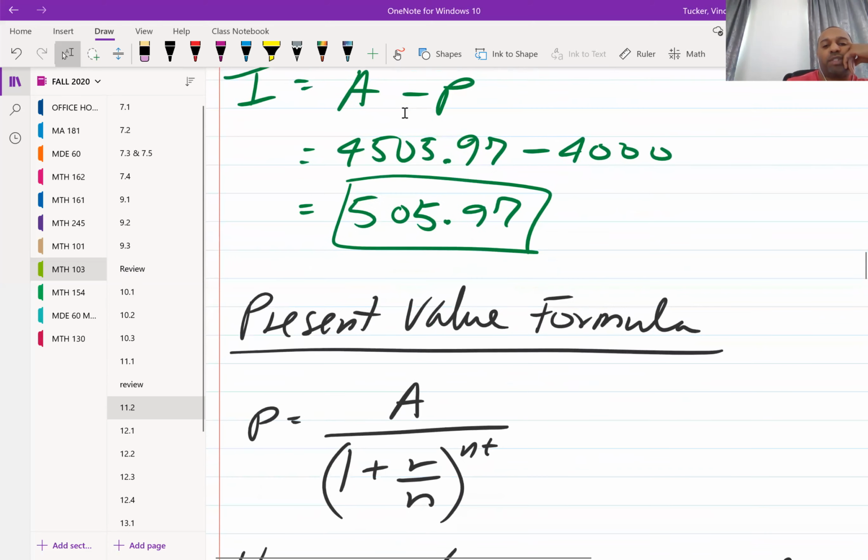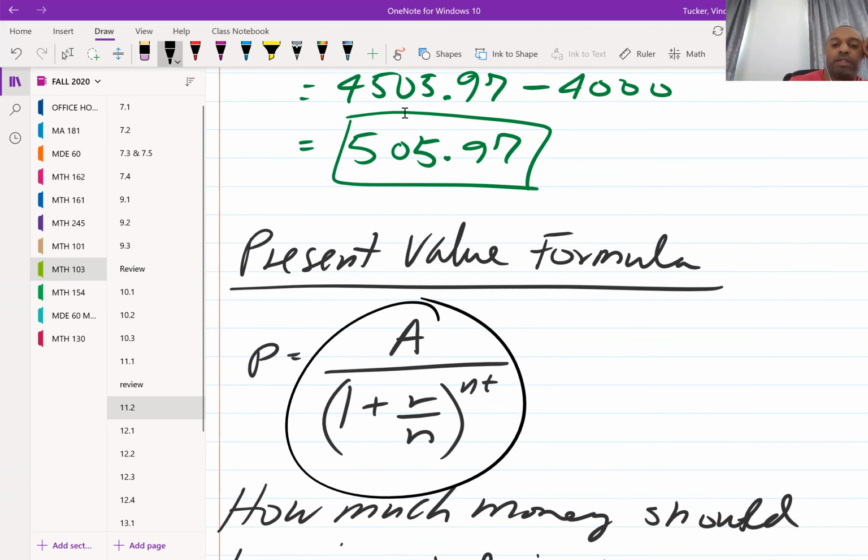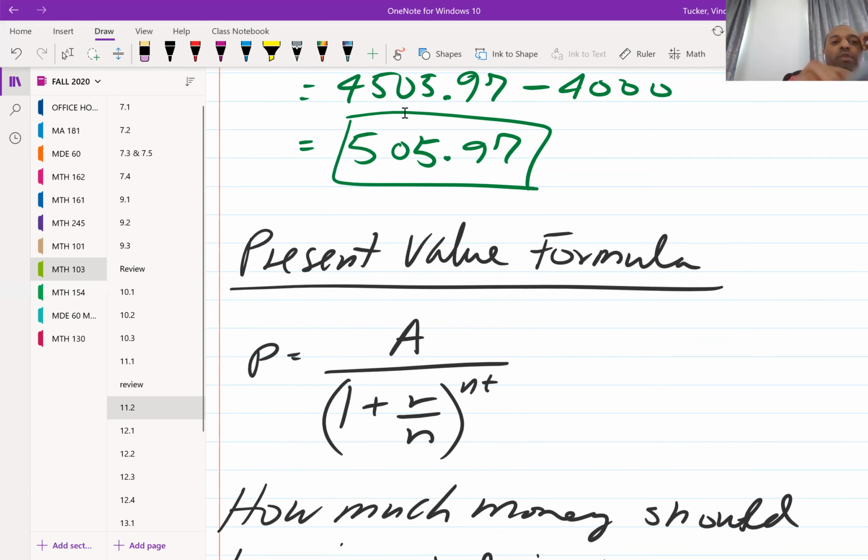So they also give us a present value formula. Basically, the way to calculate your principal with those same information. If you look at this, it's just the last formula that we had, but it's solved for P. So it's the same formula, it's just that they have P over here instead of A. So they solved the formula for P.